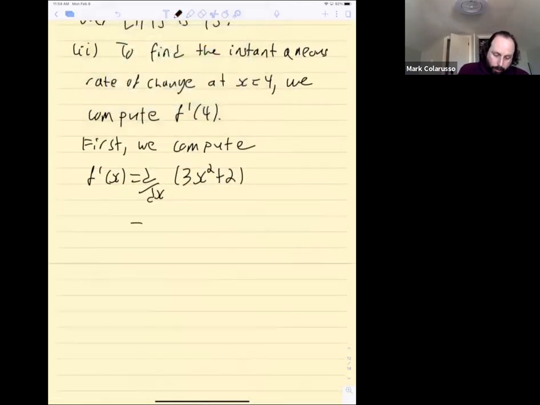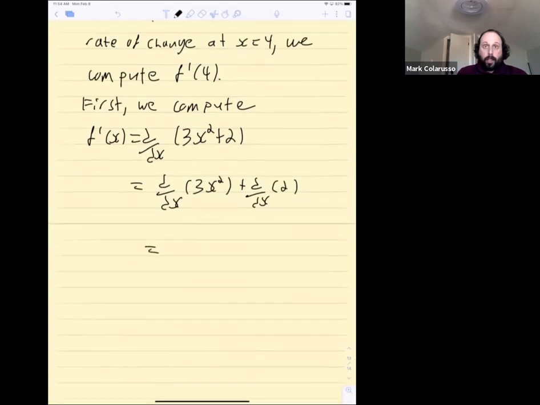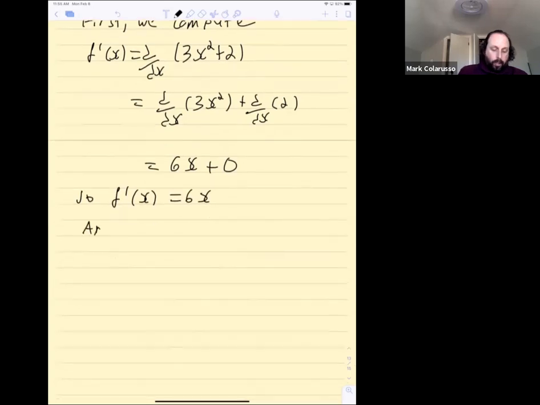Okay, so this derivative, again, is the sum rule and power rule. And so we get power rule is 6x, right? The 2 comes down, multiplies the 3. You drop the power by 1. The derivative of a constant is 0. So f prime at x is 6x. And therefore, f prime at 4 is 6 times 4 is 24.